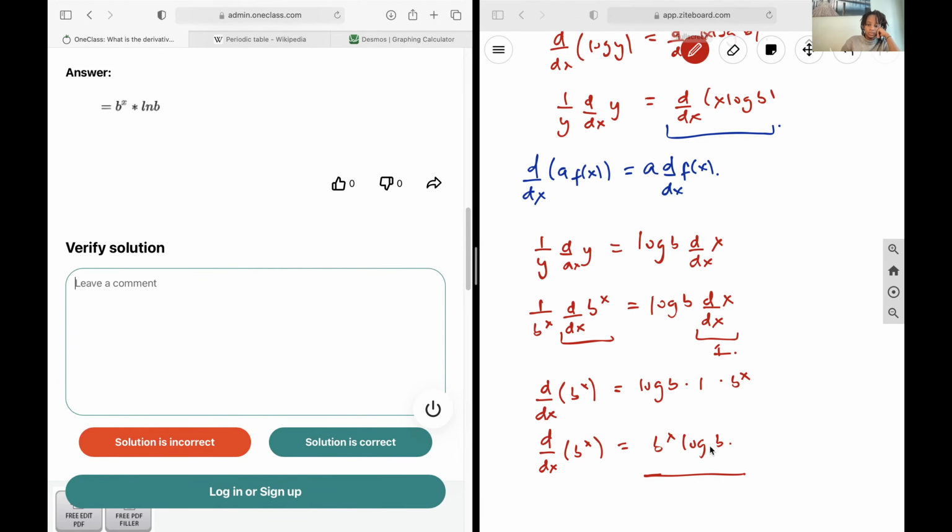And so, sorry, as I said, you can use any base. This question uses base e. And so that becomes b to the power of x of ln b.